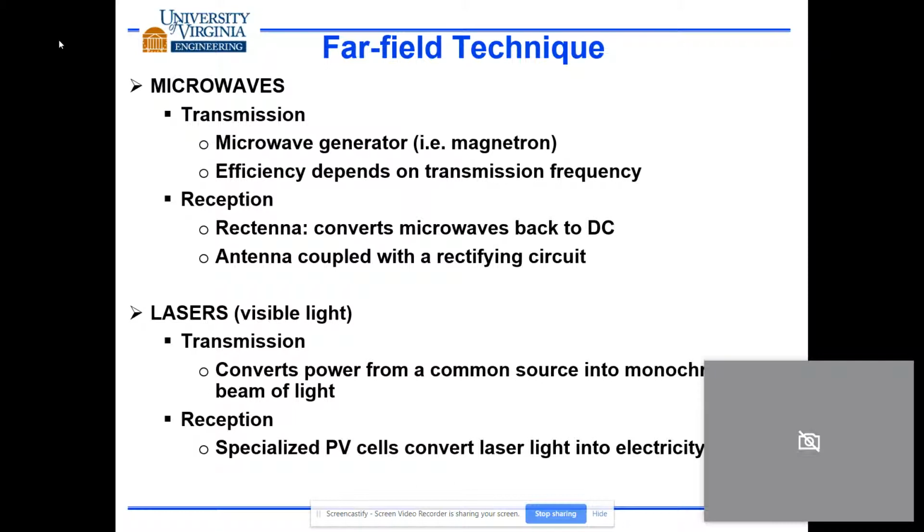And in the latter, the laser power transfers are based on the sets of principles laid out by the photoelectric effect. And in this system, the transmitter converts power from a common source into a monochromatic beam of light via laser, which is then shaped with a set of optics and directed to the photovoltaic receiver. And while in the receiver, the specialized cells matched to both the laser wavelength and the beam intensity convert the laser light back into electricity.